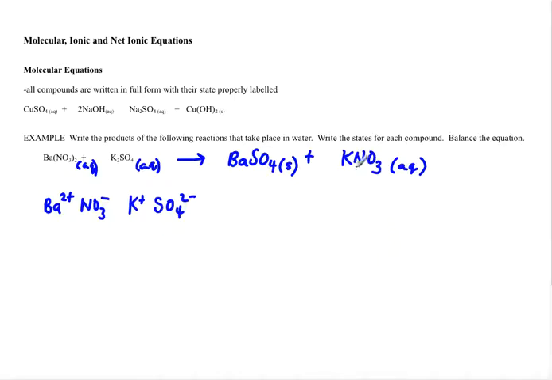So when we're writing a molecular equation, we need to write the states for each compound, and that's going to be important in the next step. The other thing that I need to do is balance this equation, and I'm going to balance it by putting a 2 in front of the KNO3. So this is my molecular equation for the reaction. All compounds are written in their full form, and their state is properly labeled. And of course, it's a balanced equation.